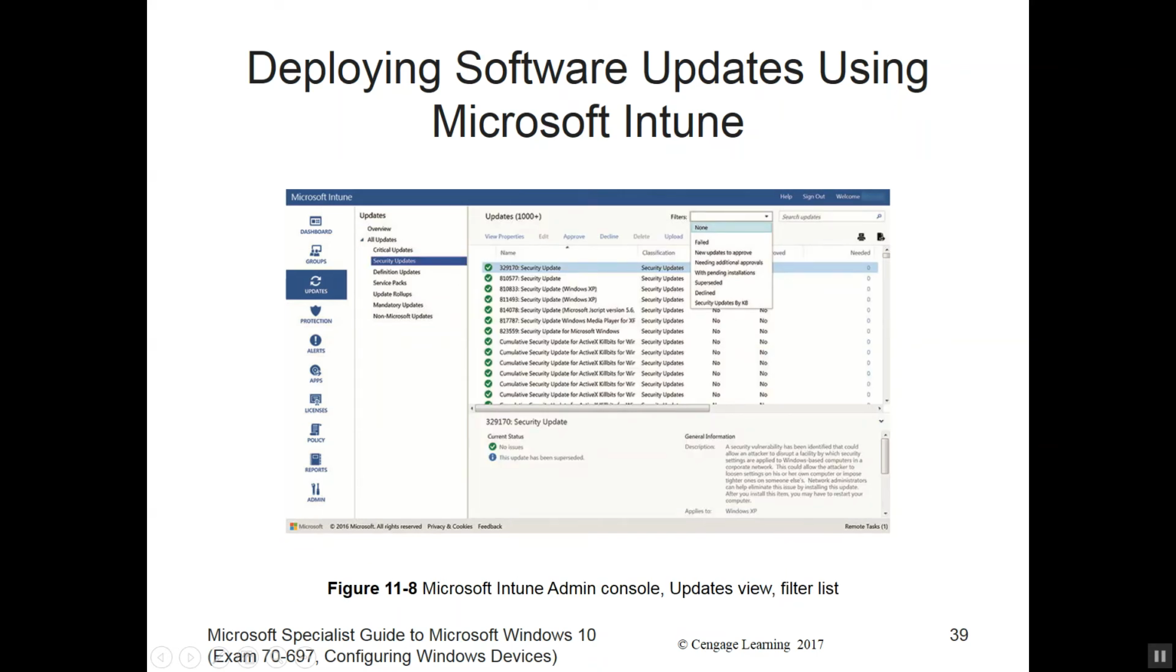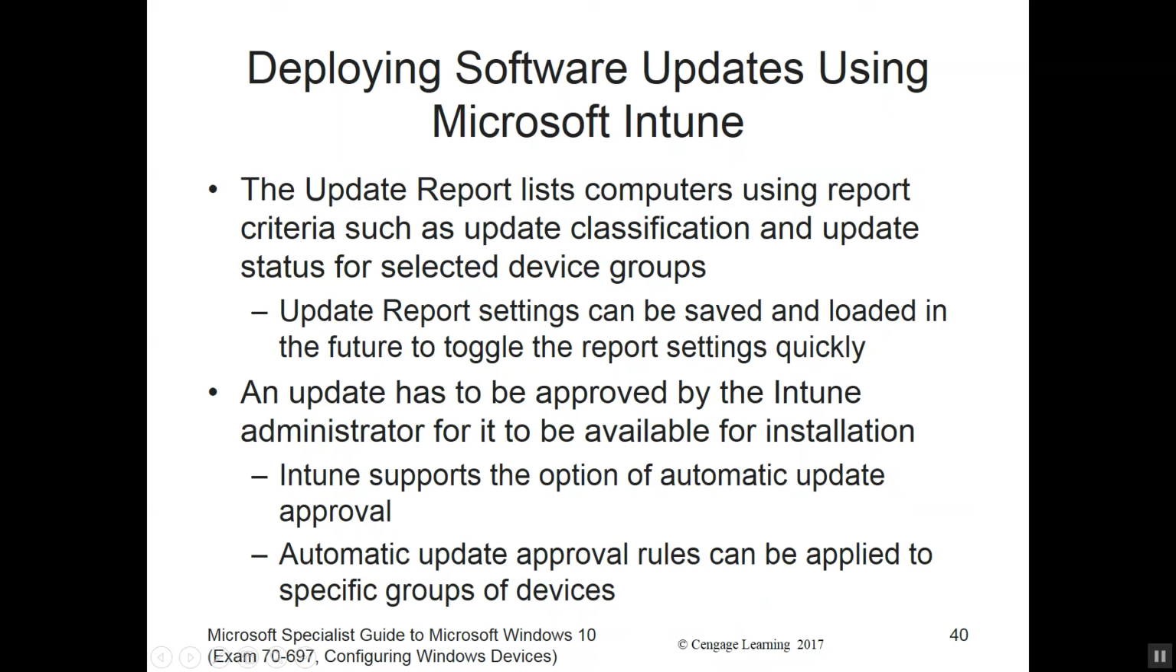Here we're deploying software updates using Intune. I'll go pick whatever the update is, and we'll just go run it from there. Deploying software updates using Intune. The update report lists computers using report criteria such as update classification and update status for selected device groups. An update has to be approved by the Intune administrator for it to be available for installation.